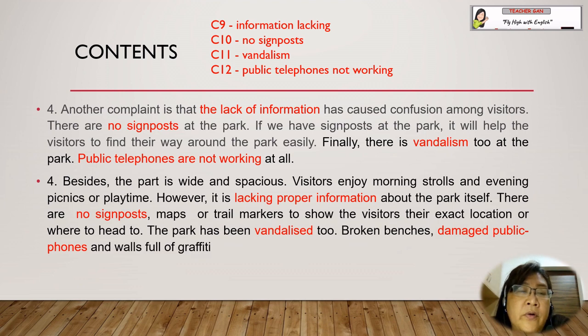Next, we are in the fourth paragraph. So the contents are C9, information lacking, C10, no signpost, C11, vandalism, and C12, public telephones not working. So remember that you have to write the number 4 for paragraph 4.